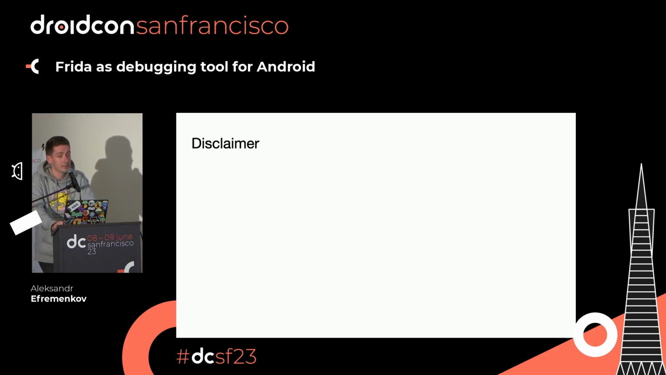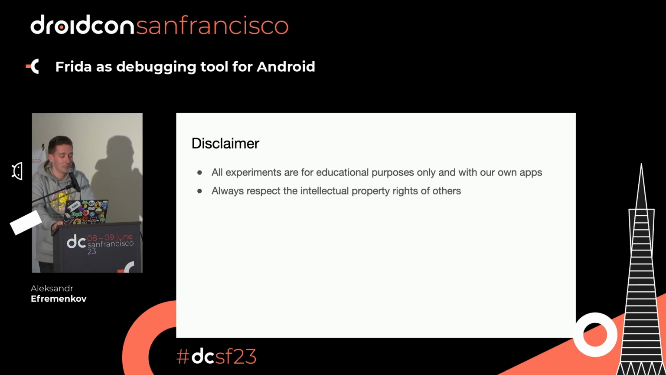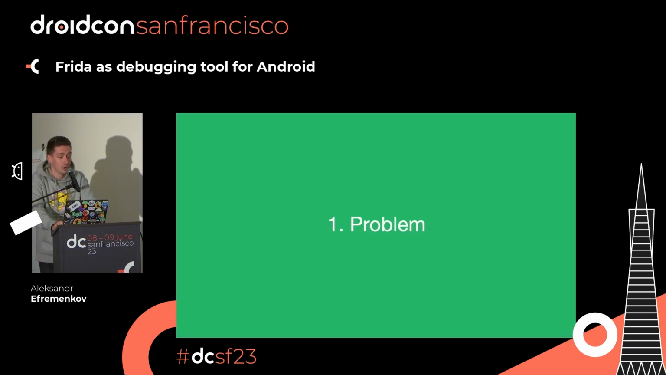Okay, before we start doing something, first, a disclaimer, because this topic touches on reverse engineering techniques. First, all the experiments that we are doing are for educational purposes and only with your own apps. The second one, always respect the intellectual property rights of others. And the third one, check your local and regional laws. Is it possible for you to do reverse engineering or not? Especially in some regions, it's forbidden.